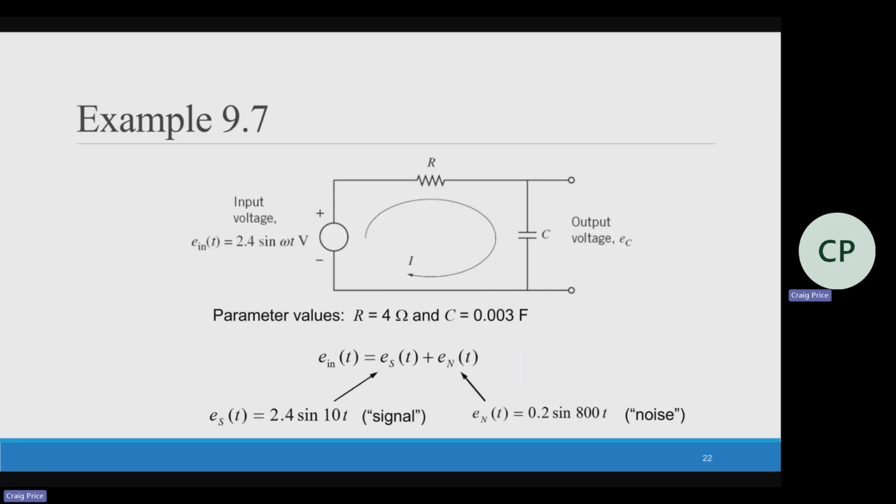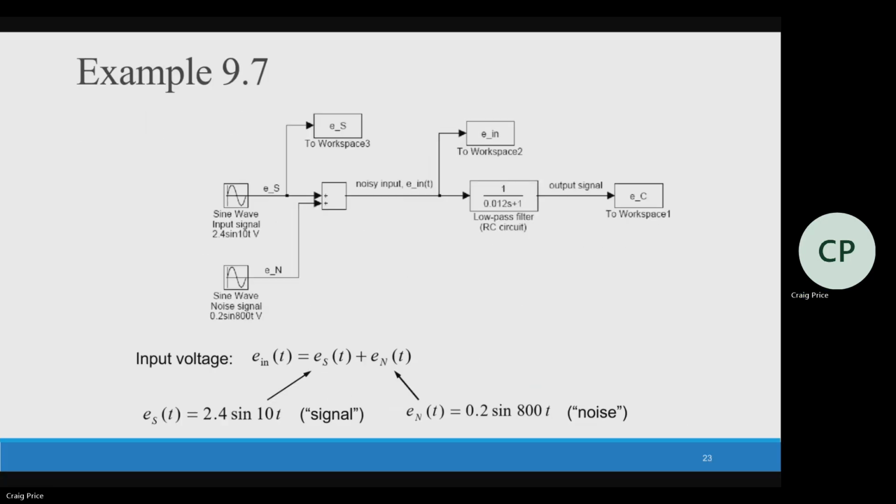For example, let's say I have the same circuit. We already have it modeled. Let's say that the input voltage is noisy. So we have our main signal here, which has a low frequency. Then we also have a noisy signal, which has a really high frequency. We don't want that. What does this do to it?